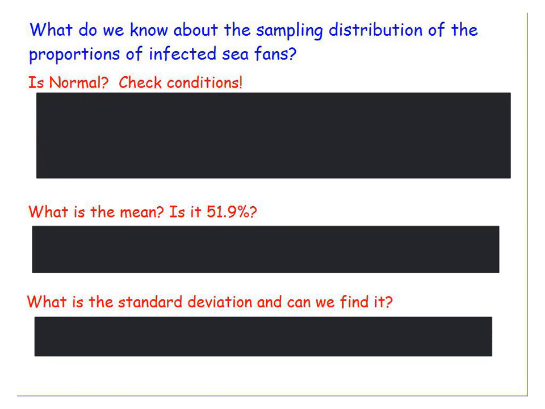What do we know about the sampling distribution of the proportions of infected sea fans? So this is purely based on the sample. So we have some questions to answer. Is this a normal model? Can we use a normal model here? So of course, we have to check the same conditions that we've checked in the past. So let's take a look.